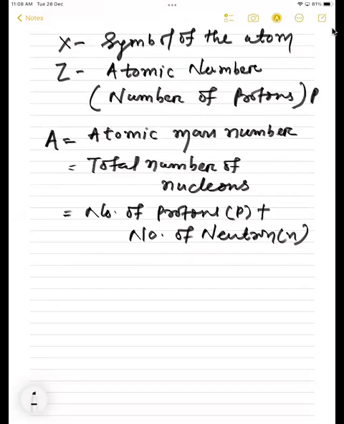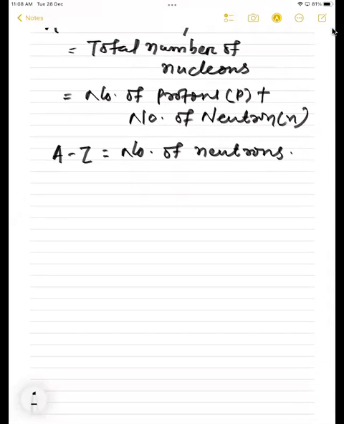And what is A minus Z? A minus Z is the number of neutrons, because Z is the number of protons and A is the number of protons plus the number of neutrons. So A minus Z gives the number of neutrons. Understood, students? Once again, in physics, I am reminding you of those things you understood nicely in chemistry.